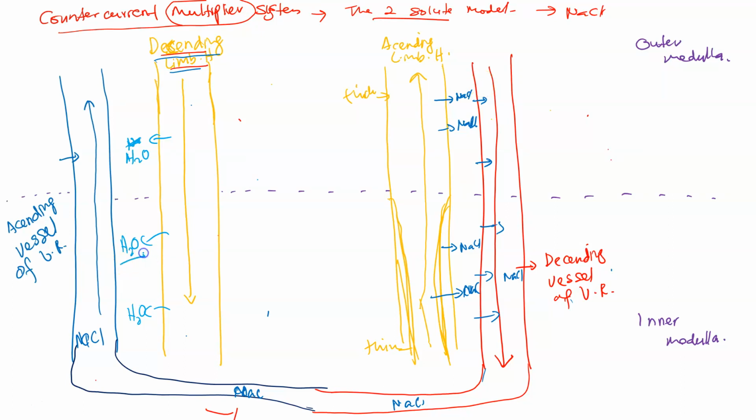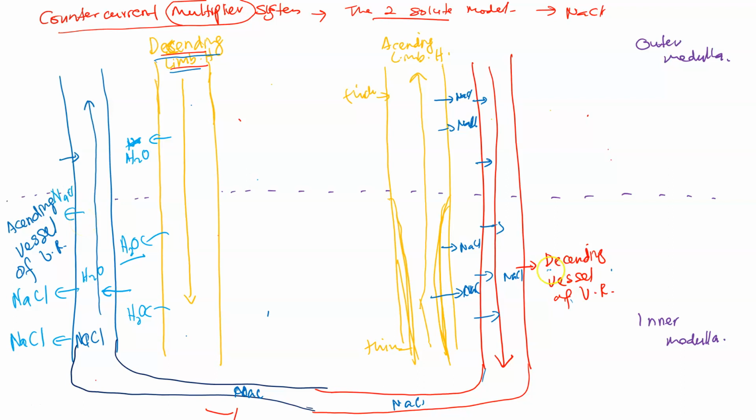So the water in the filtrate that moves into the interstitial fluid akan masuk dalam blood. Okay, akan masuk dalam blood. Bila air masuk, sodium chloride akan keluar balik semula. Okay, sodium chloride akan keluar balik semula, sebab air masuk. Air masuk dalam darah, dalam ascending vessels.